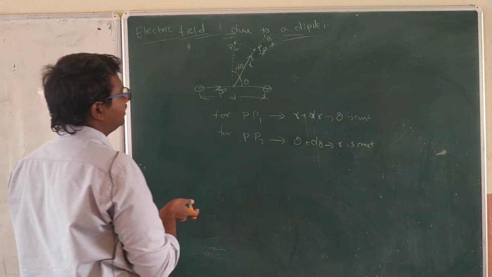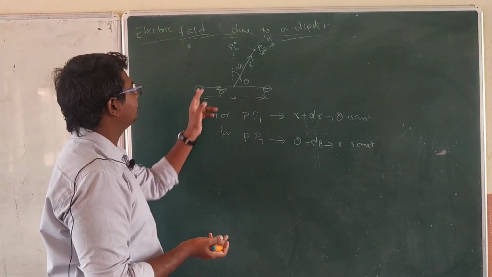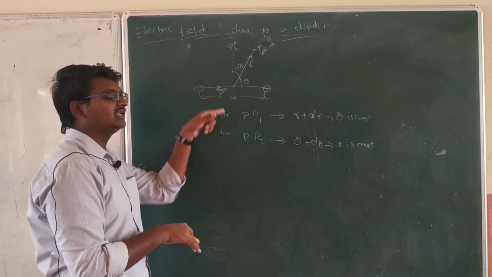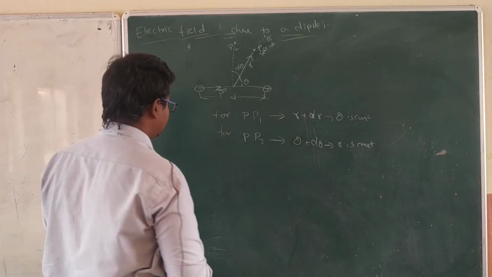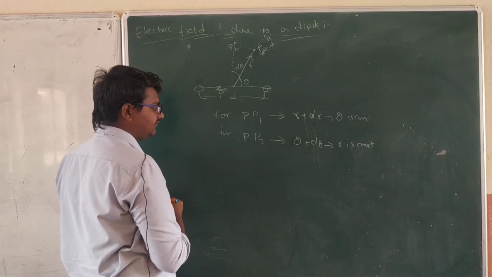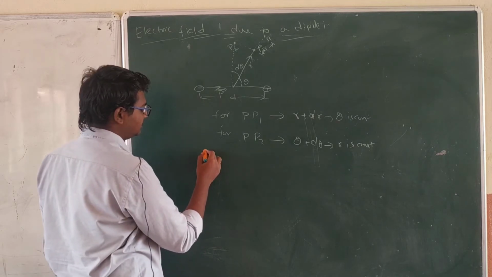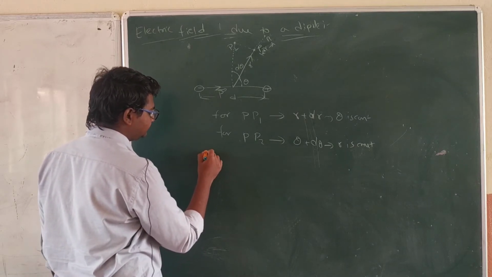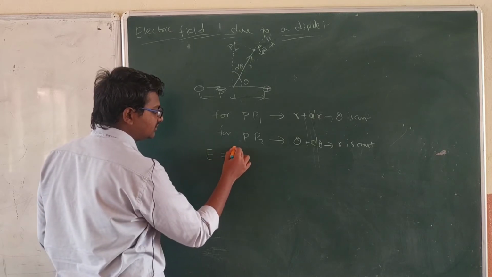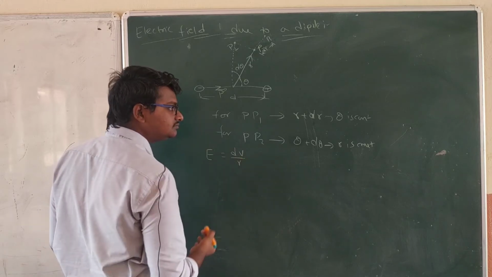Just before, we discussed the dipole moment and the potential due to a dipole, how it will be, we know already. From the potential we are going to find the electric field. Already we know the relation between electric field and electric potential. What is the relation? That is, electric field E is equal to minus dV by dr.